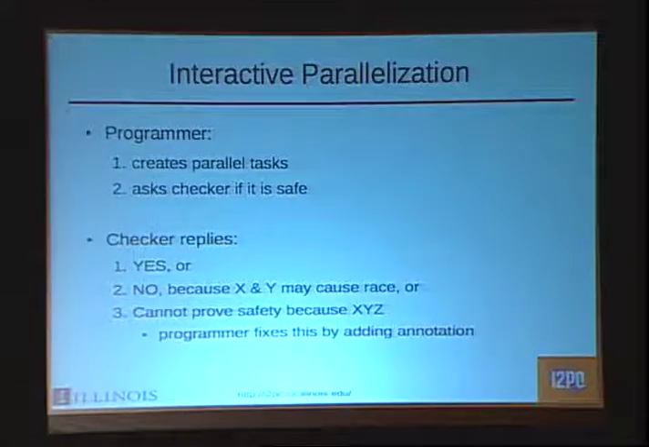And the checker can come back with different replies, such as yes, that's fine, or no, because X and Y may have a race, or I cannot prove safety because X, Y, Z. And then the programmer will presumably fix this by adding an annotation or tweaking their code. And hopefully that feedback loop will be easy enough for programmers to make this tool useful.